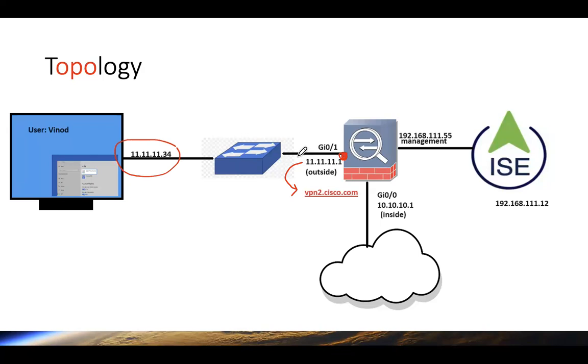I don't have internet, but still, I have a DNS server that resolves 11.11.11.1 to vpn2.cisco.com, and the user will be contacting the public 11.11.11.1 using vpn2.cisco.com. There is a trust point created as well. And we have a Cisco ISE that has an IP of 11.11.11.12 that connects to ASA over the management interface. And there is an inside interface as well on the ASA.